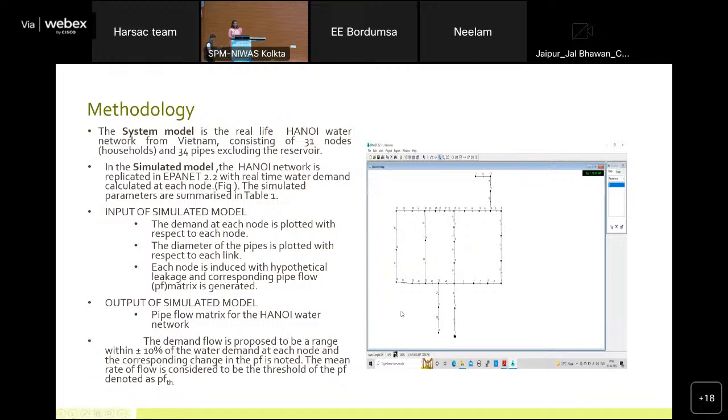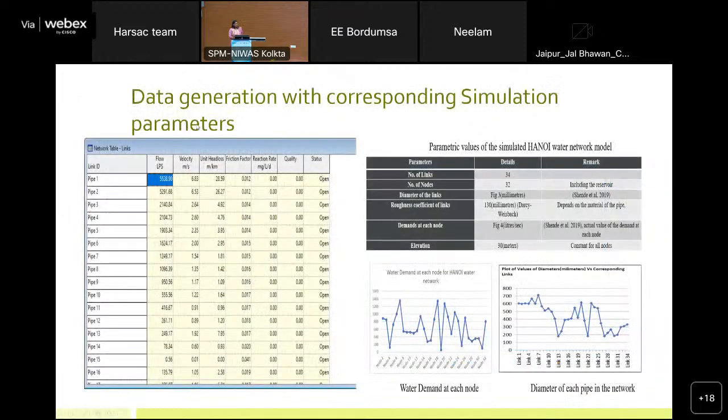What we did was we simulated this model, and then we induced leakage in each of the nodes. Purposely, we induced a leakage, and the flow of each pipe was changed. So for each node, each time we induced a certain amount of leakage, if the total water demand is considered D, then 0.01% to 1% of that total water demand was taken as the leakage range. That is the theoretical leakage range. And we had divided that into 30 or 40 equal parts. And for each leakage, we induced it in each node and recorded the flow of the pipe.